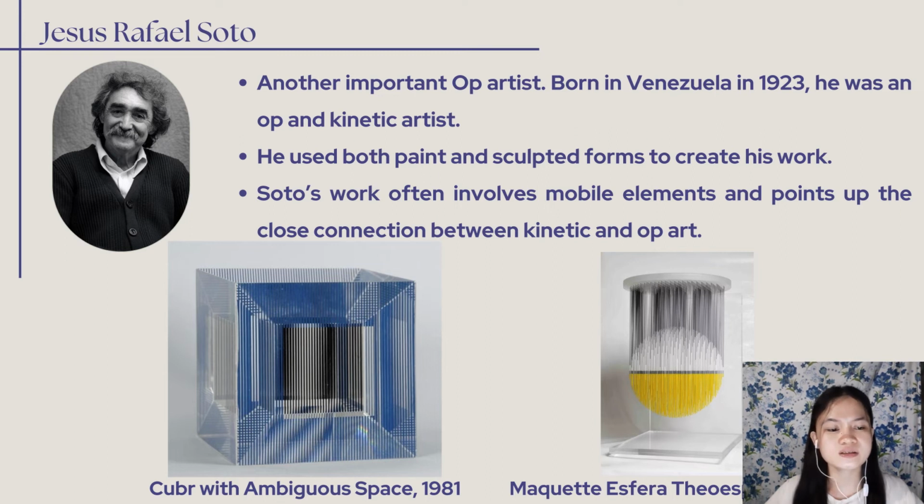Here are some of his artworks. The first one is the Cube with Ambiguous Space in 1981. The second one is the Maquette Esfera Theospatio in 1989. These artworks are sculptures. The first one is a sculpture whose medium is silk screen on a plexiglass cube. And the second one is also a sculpture made from aluminum and plexiglass.